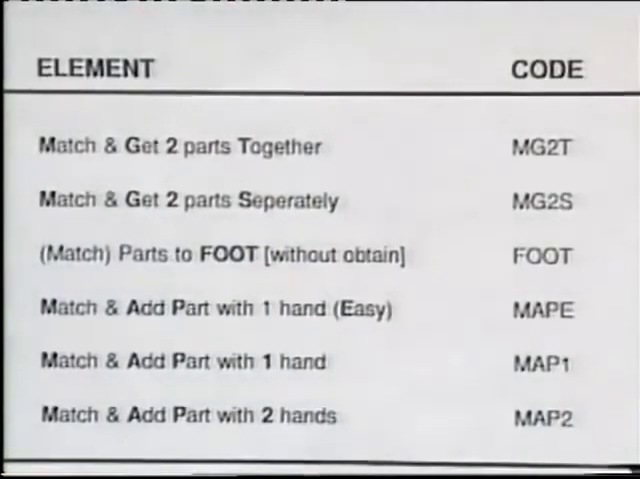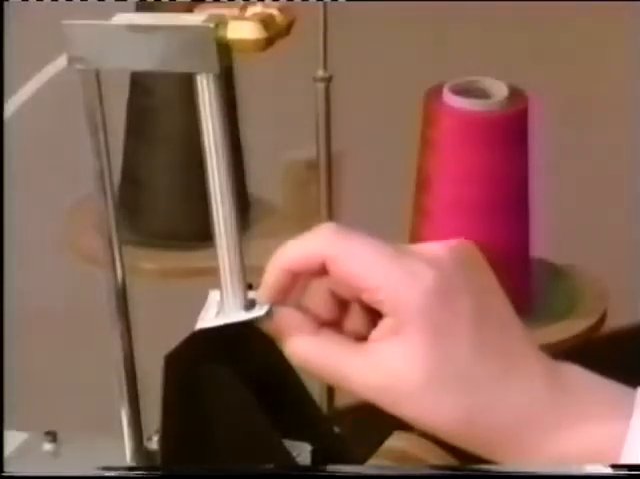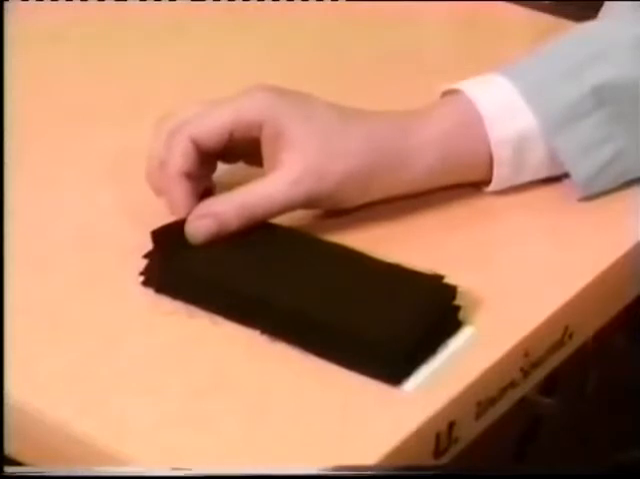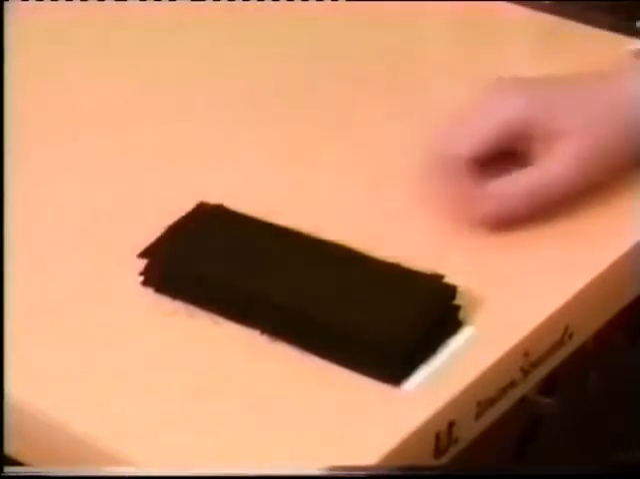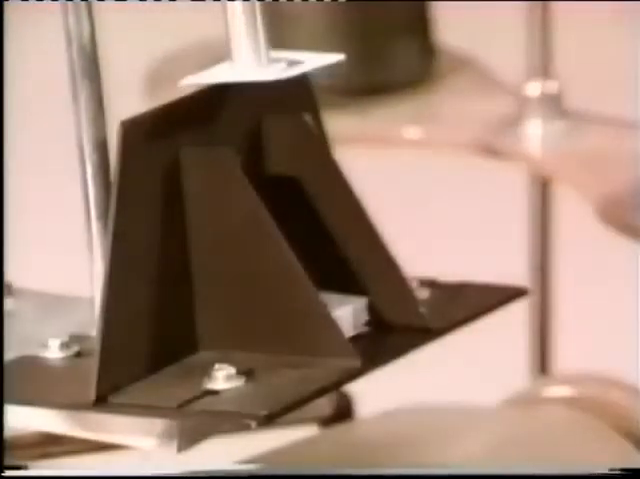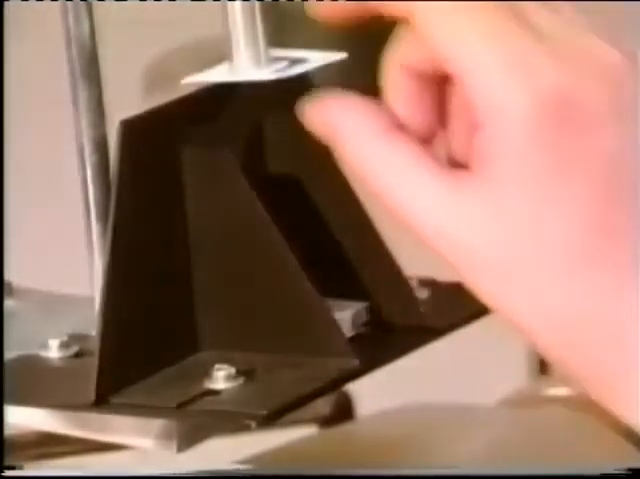If the objective is to get, add or match a single part, and it's easy to gain control of the object with one hand by simply closing the fingers, the code is MAPE. You'll find this code rarely used in sewing situations, since thin, flat plies of material are hard to pick up. An exception may be when a label dispenser is used to ease the selection of the label. MAPE is most often used in analyzing hand pressing, packing, and cutting.